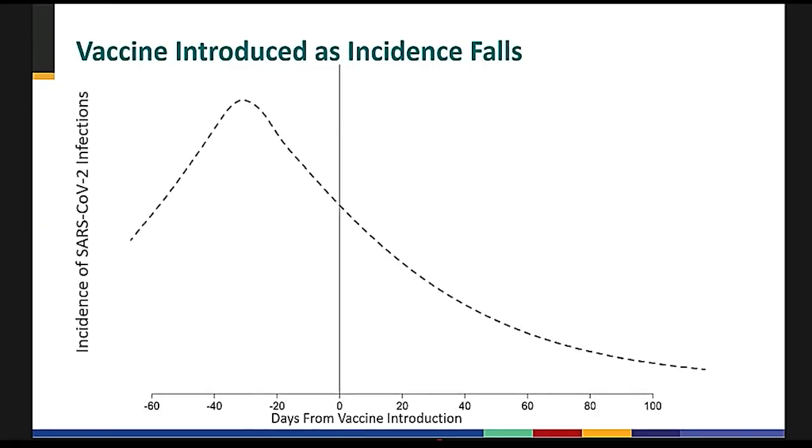This slide shows a scenario where vaccine is introduced as incidence falls. Incidence plateaus and begins to decline around 30 days before day 0 in this scenario. Next slide, please.